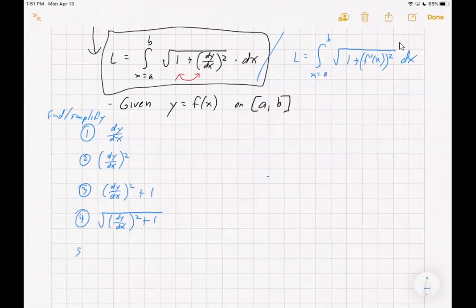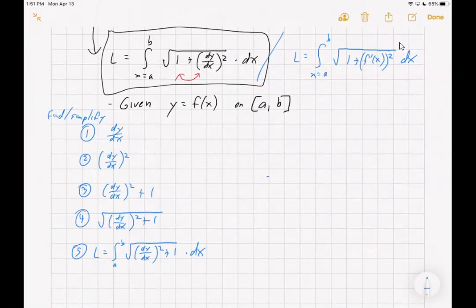And then finally in step 5, we can say that the length is equal to the integral from A to B of the answer to 4, integrated with respect to x. So it's a little bit tedious to actually use the formula.